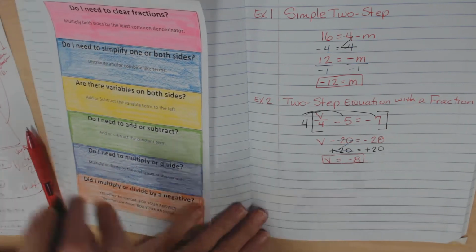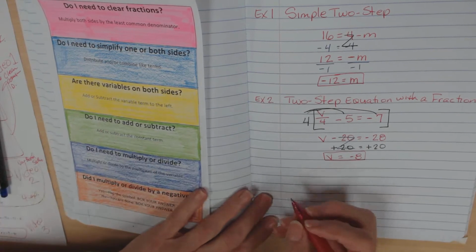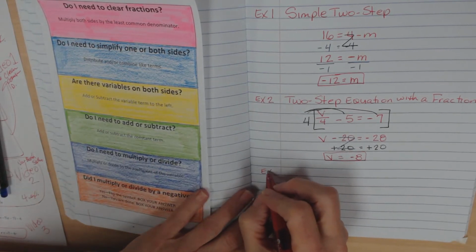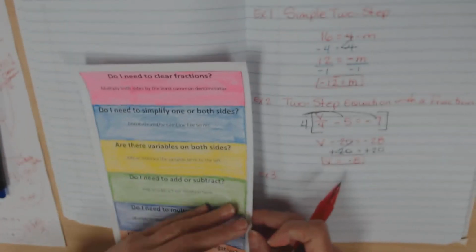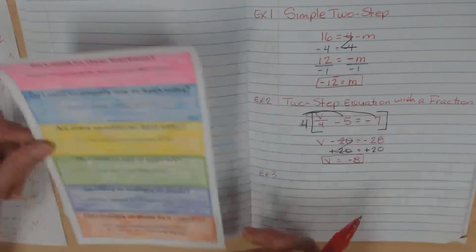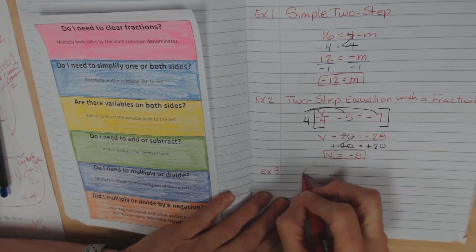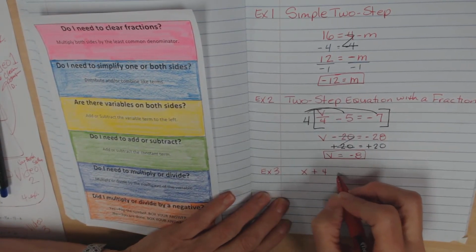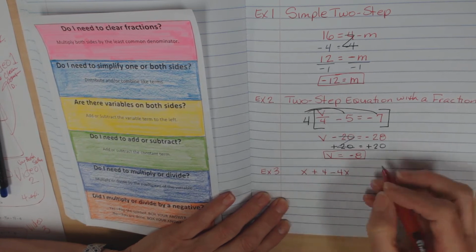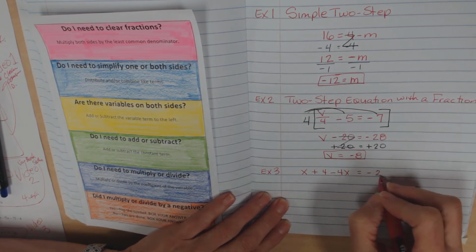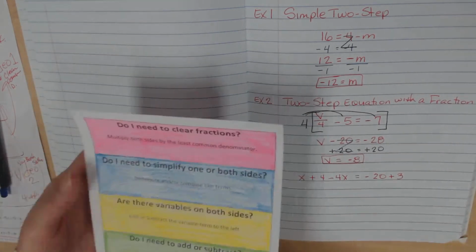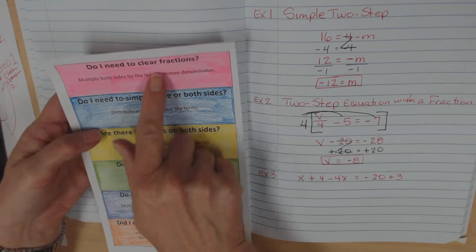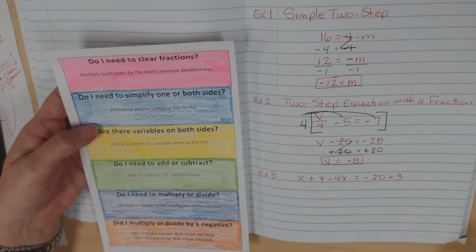In our next example, example 3, we're going to look at a case where we are going to need to simplify one or both sides. So in this one, our example is x plus 4 minus 4x, and that is all equal to negative 20 plus 3. We still start at the top here, and we're going to look at whether or not we need to clear fractions, and since there are no fractions in this equation, we do not need to clear any.